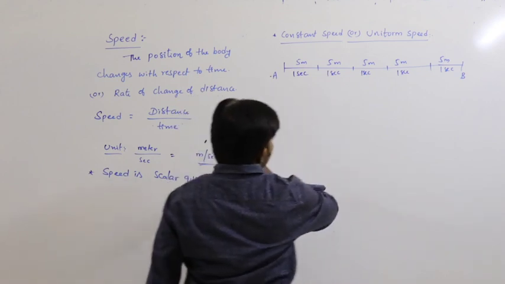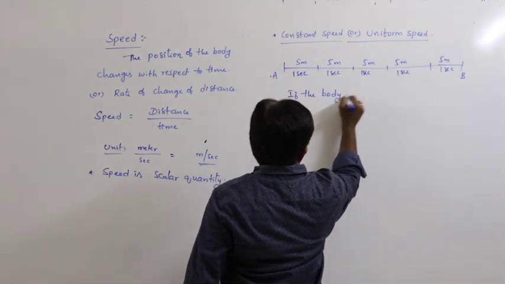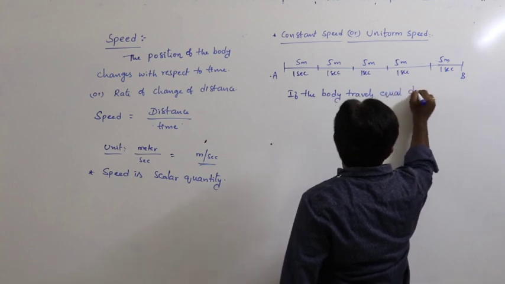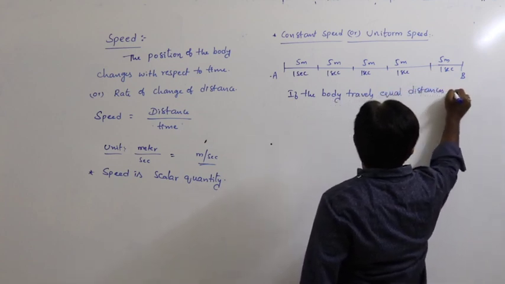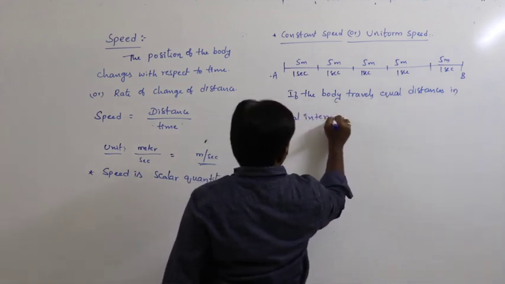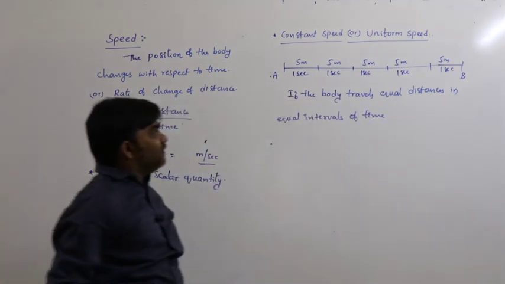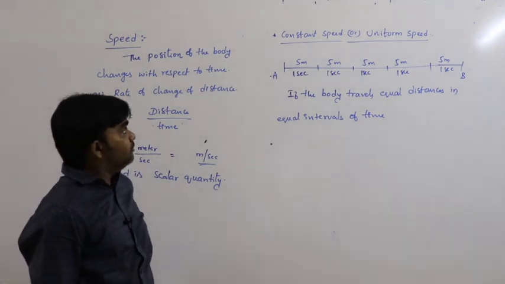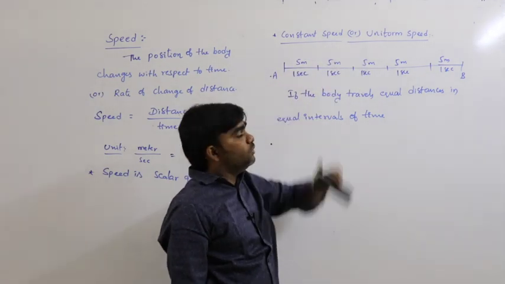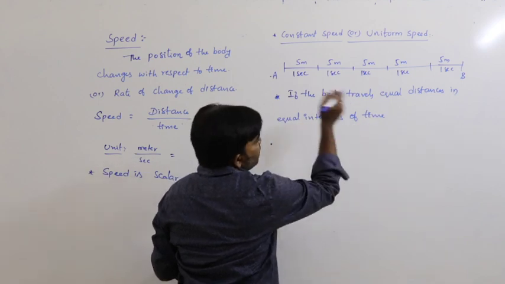So how can you define this? If the body travels equal distances in equal intervals of time, then we can say that the body travels with constant speed or uniform speed. Equal distances in equal intervals of time.